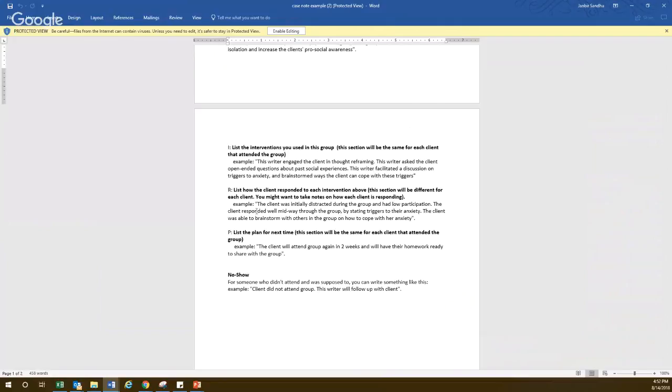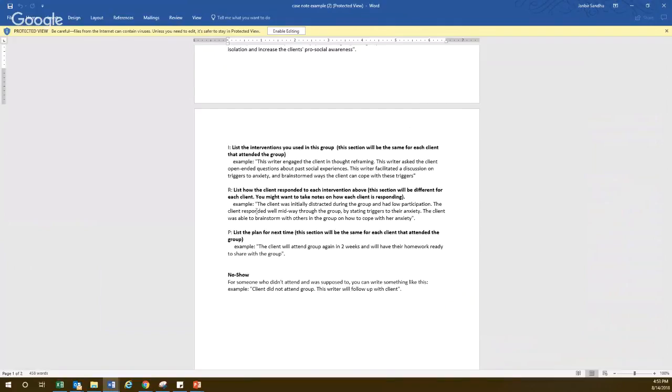So you may have to take notes to really figure out how someone would respond. So a client that was initially distracted during the group had low participation. They responded midway through the group by stating their triggers and their anxiety, and they were able to brainstorm with others on how to cope. Right? So everyone's response could be slightly different.